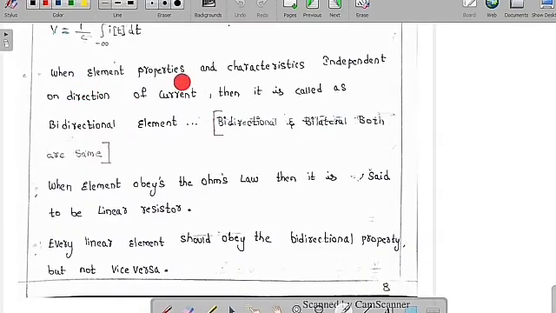When element properties and characteristics are independent of the direction of current, it is called a bidirectional element. Bidirectional and bilateral are both the same. See, bidirectional is also called bilateral.